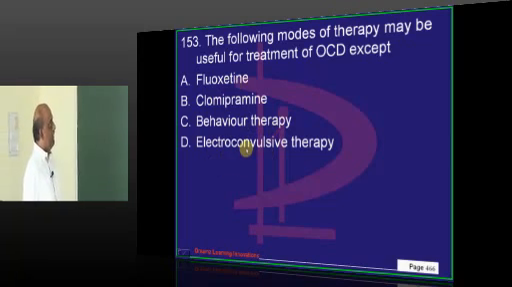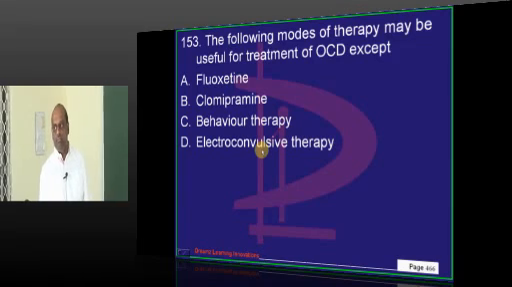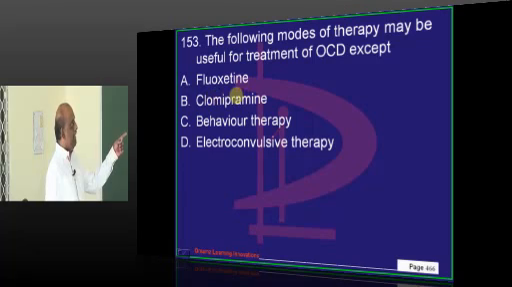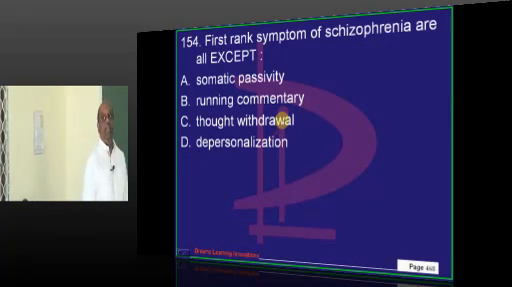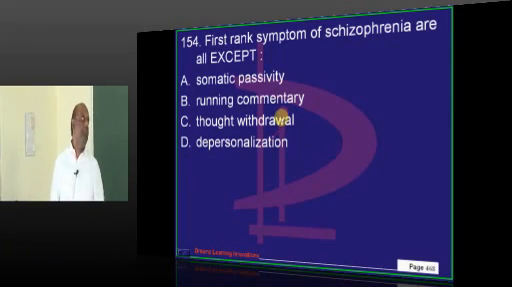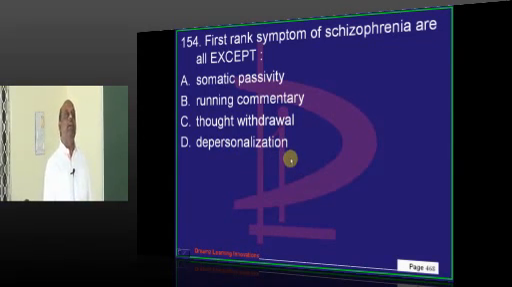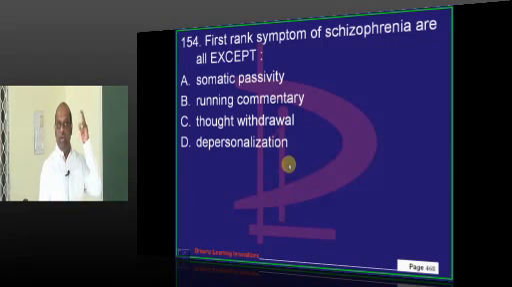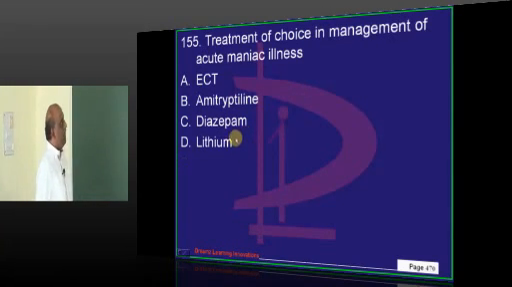Obsessive-compulsive disorder is fundamentally what? The spectrum of the fluoxetine, clomipramine, behavioral therapy, not electroconvulsive therapy. It is not, it's a milder thing. So Schneider's first rank criteria, all of you know very well. Somatic passivity, running commentary, thought withdrawal. Suddenly in the exam you are thinking B, somebody is telling in your ears that it is answer C. So they are all first rank.